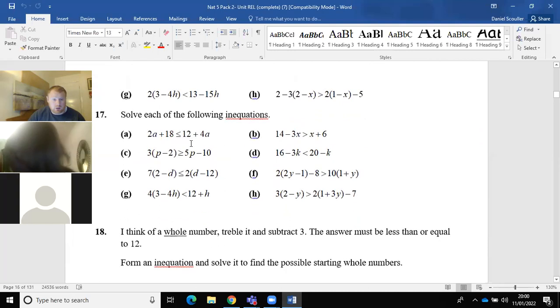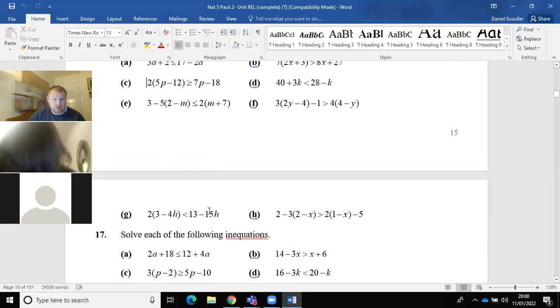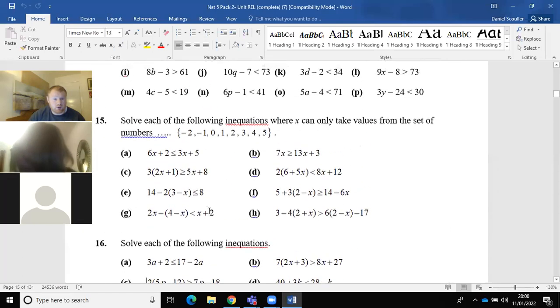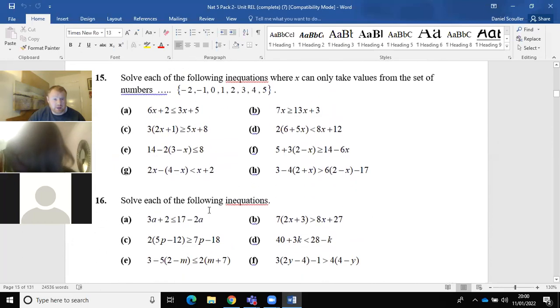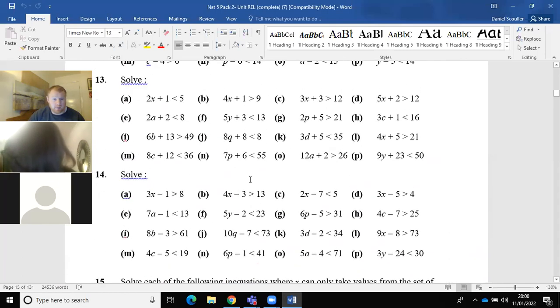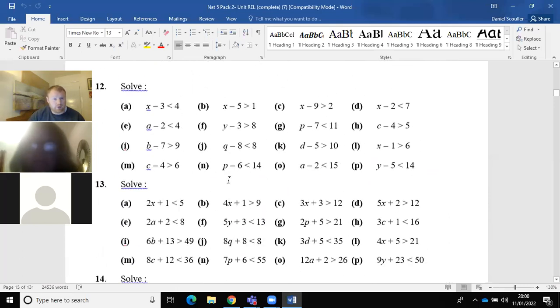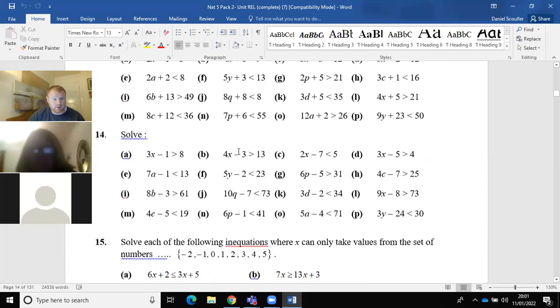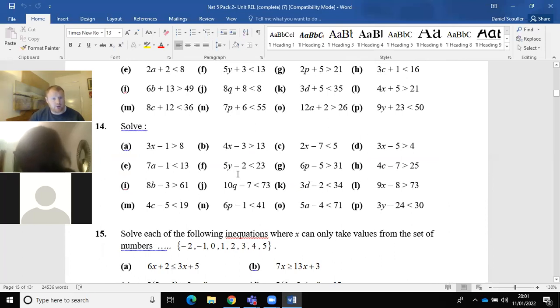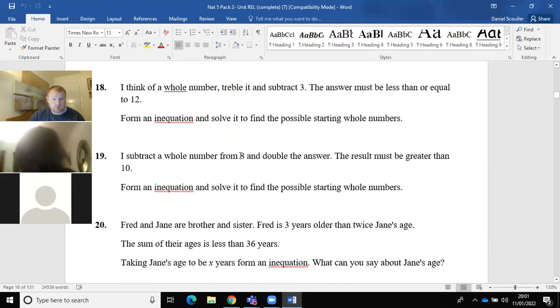Solve each of the inequalities. It's more of the same. So 15, 16, and 17 would be good questions to have a bash at, or test your skills. There's nothing that we've not done, especially last week. We were having a go at them. So try a few of them. If you're not getting them or you're unsure, go back a step, go through 11, 12, 13, 14. Get your skills up and then jump into this.